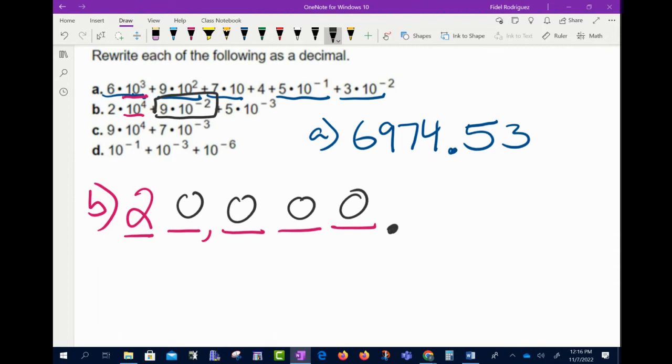Now, since that 9 is to the -2, that means that that 9 is two spaces to the right of the decimal point. And then the 5 has a 10 to the power -3. That means that that 5 is 3 spaces away from my decimal point. So what do I have to put here? Again, another 0, right?